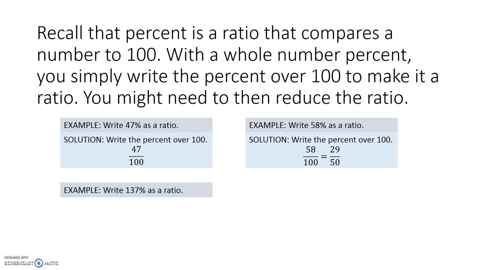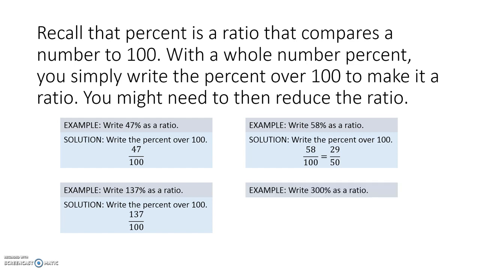Sometimes the percent is bigger than 100, so we're going to write 137% as a ratio. We still just put the 137 over 100. This one does not reduce, so we get 137 to 100. Now let's write the ratio for 300%. We put the 300 over the 100, and we reduce it so that we get the ratio 3 to 1. Remember, when writing ratios, you do not convert them to mixed numbers, and you do not ignore the 1 in the denominator.